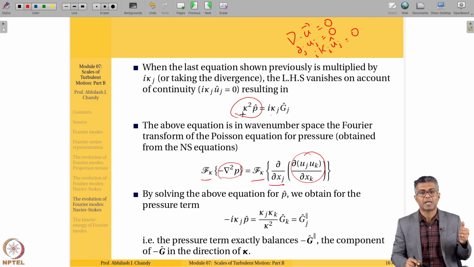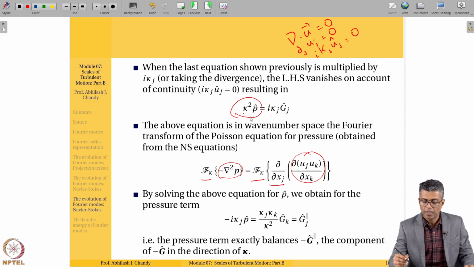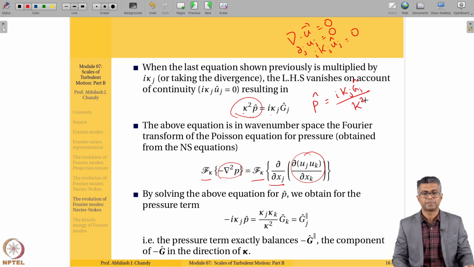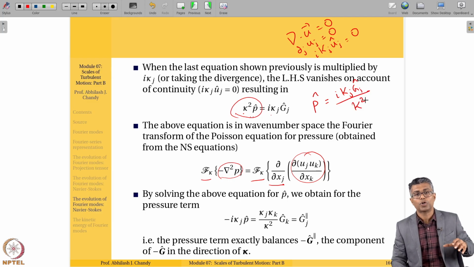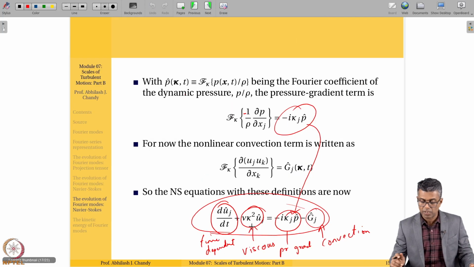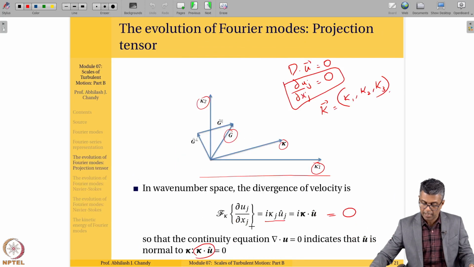Kappa squared p hat is I kappa j gj hat. Now, if you solve for pressure from here, then your p hat is I kappa j gj hat divided by kappa squared. And then if I want to consider the pressure gradient term, it is minus I kappa j p hat, isn't it? It is minus I kappa j p hat here.